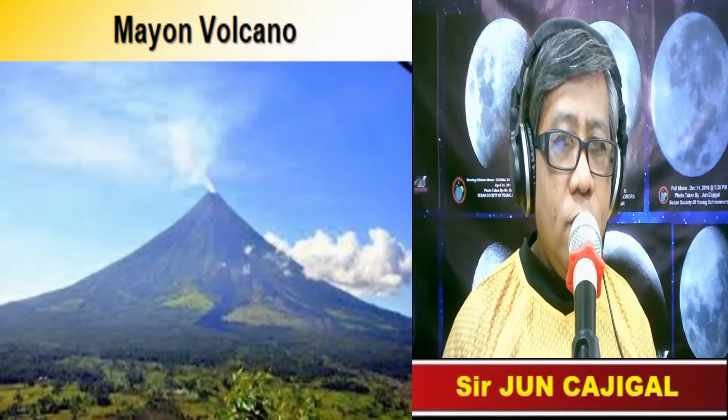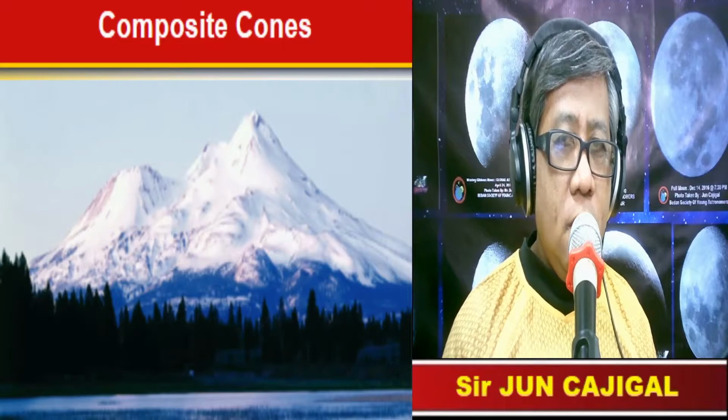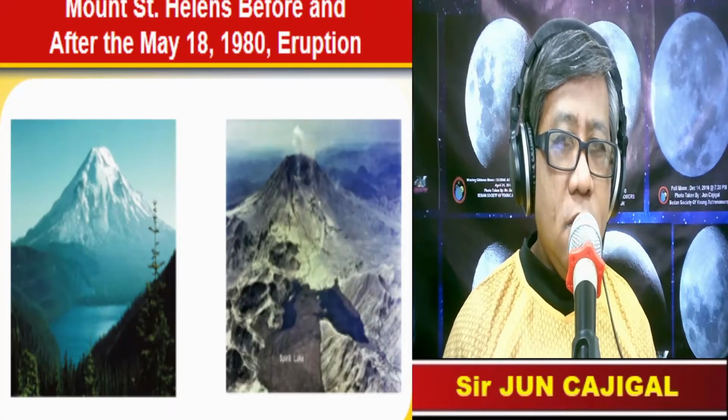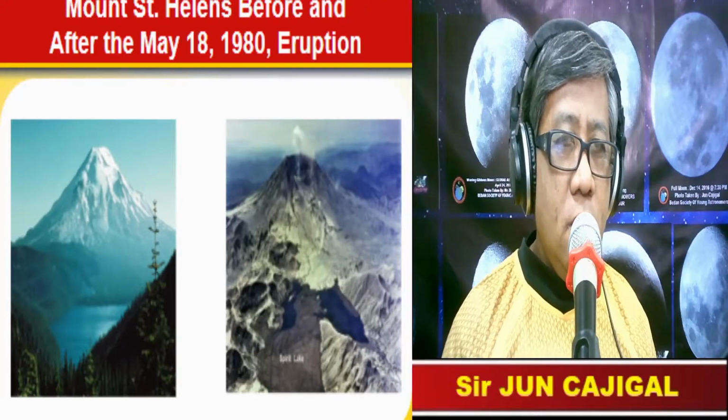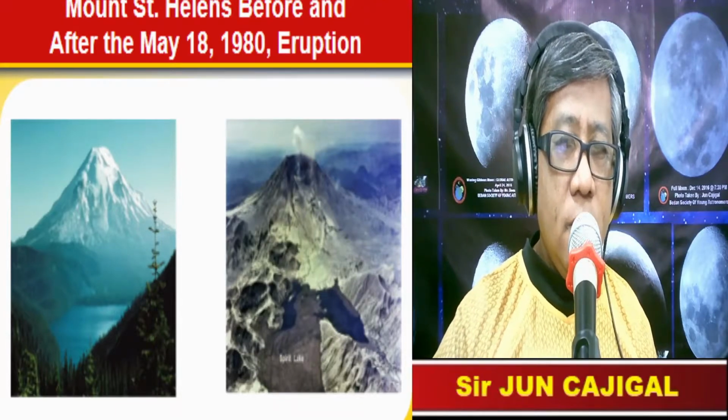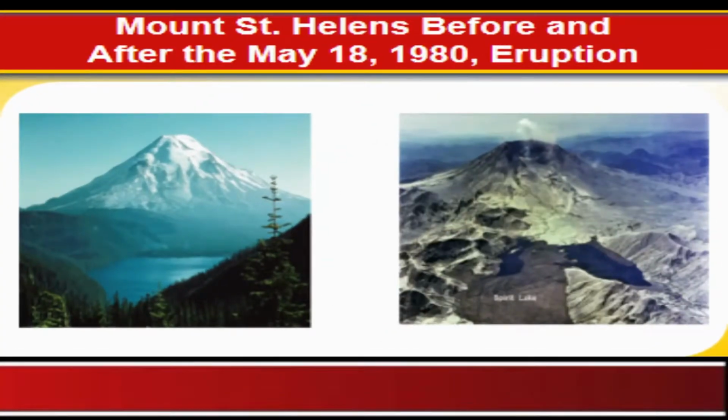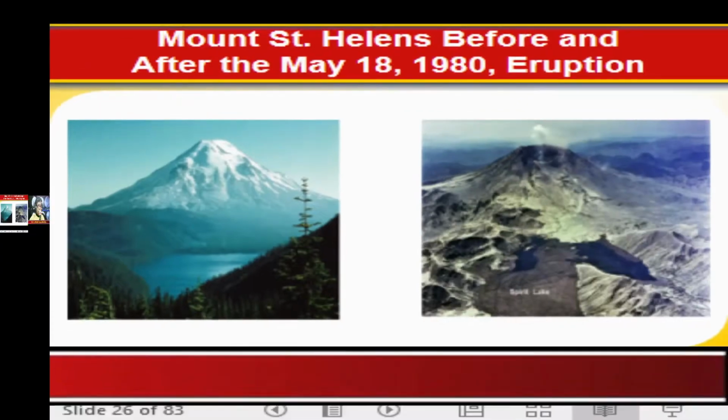Now, another example of a composite volcano is Mount St. Helens. Mount St. Helens in the United States erupted on May 18, 1980. And if you would compare these pictures of Mount St. Helens before the eruption and after the eruption, you would see the damage caused by the eruption. So you would see that lake before the eruption. Now, after the eruption, that lake was covered with pyroclastic materials. So that's how violent the eruption of Mount St. Helens was.